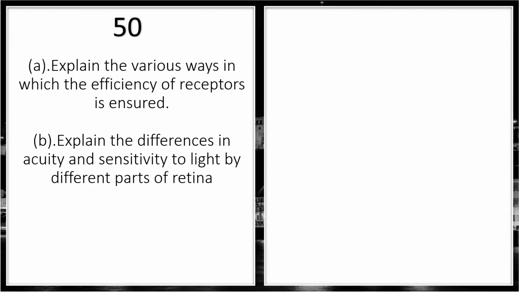Number 50. Explain the various ways in which the efficiency of receptors is ensured. Part B. Explain the differences in acuity and sensitivity to light by different parts of the retina.